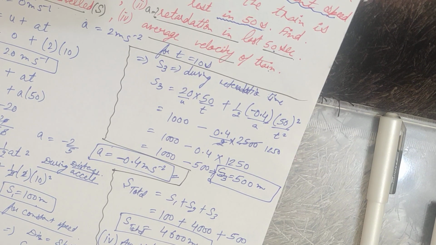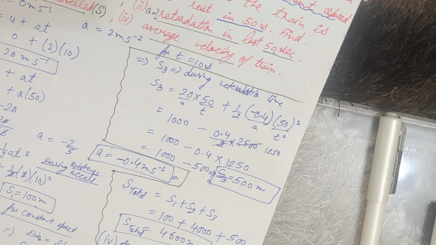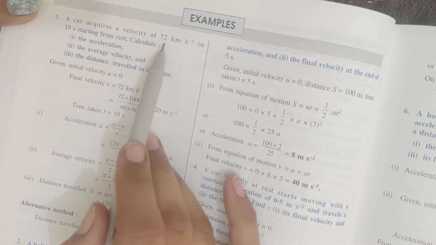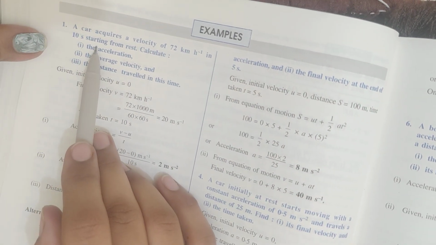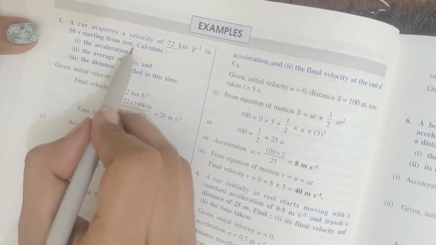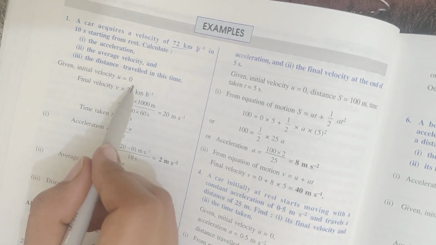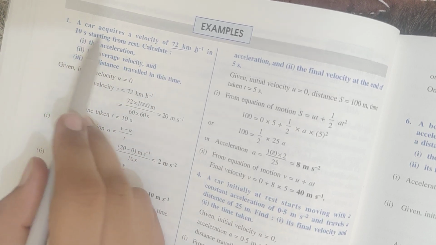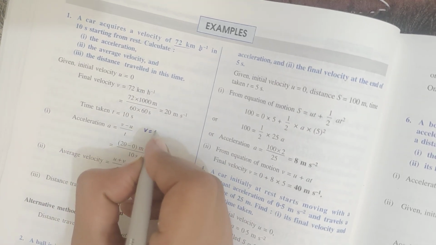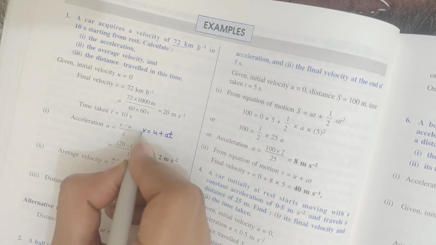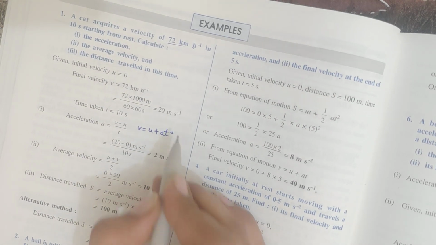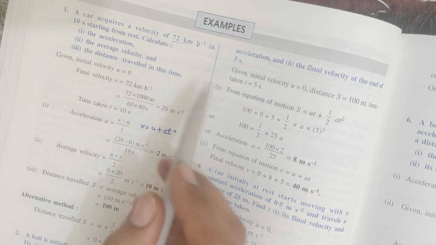Now let's take a fast look at the solved numericals also. The first one is: a car requires a velocity of 72 km per hour in 10 seconds. The velocity required is given, the time is given, starting from rest. The initial velocity is u equal to 0. V is given to us. Time is given to us. We need to calculate the acceleration. Simply v is equal to u plus at. This formula you can use. This is the advanced form of this. These both are same. Any one relation you can use here. After putting the values, you will get your answer.